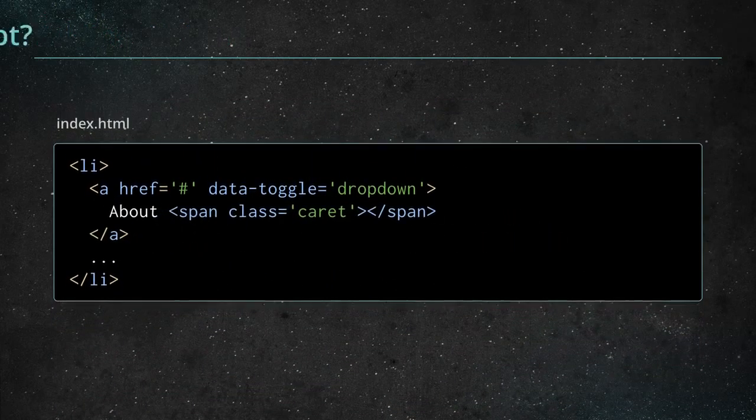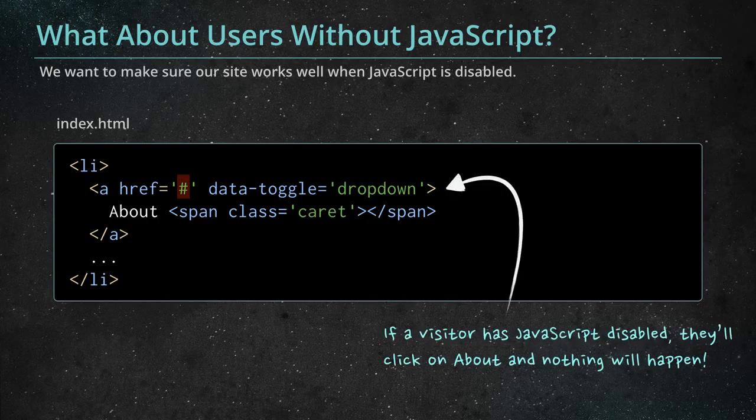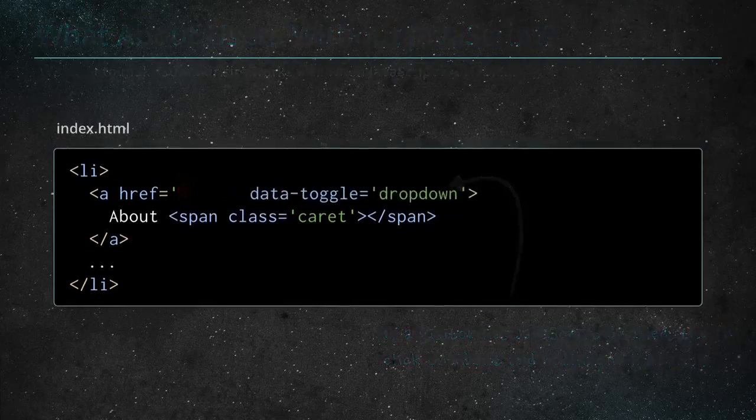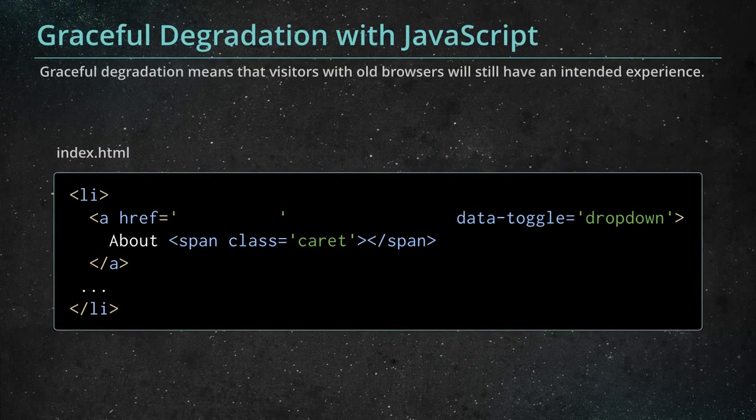How would our drop-down menu work for users that don't have JavaScript enabled? Well, right now, if they click on About, they're not going to see anything. Nothing's going to happen and no drop-down is going to be shown. The page will scroll to the very top due to that hash sign, but our drop-down menu will never be seen. What we want is for our page to gracefully degrade for older browsers, still giving those visitors with older software a good experience of our content.